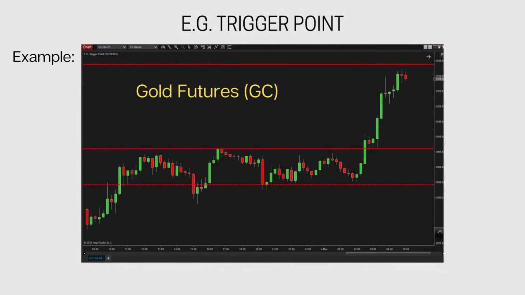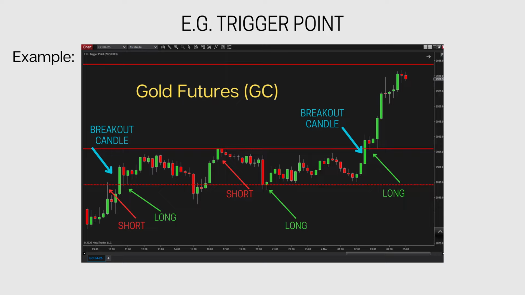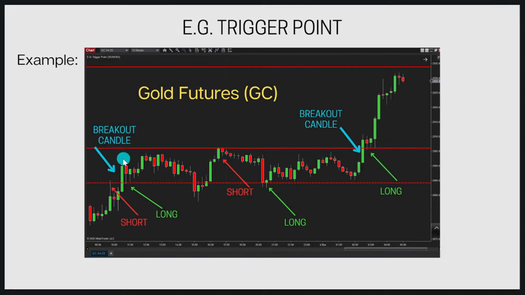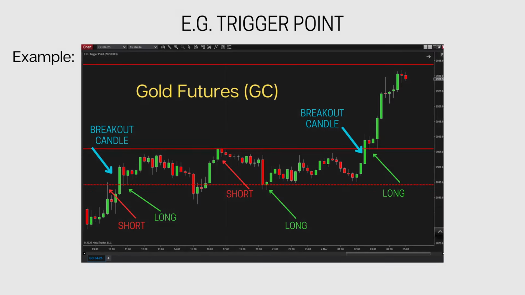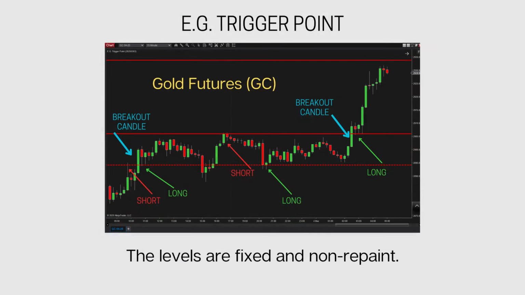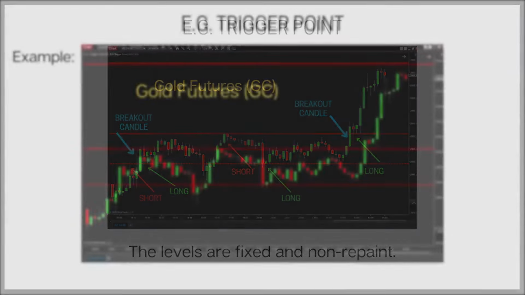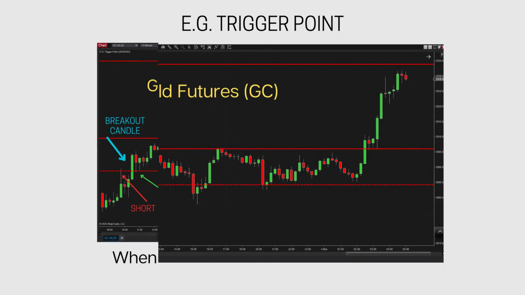Here is another example in the gold futures, GC. We can see at the first touch there was a beautiful short opportunity here, breakout candle, retest, which is a long opportunity. Then another first touch, short opportunity, long opportunity, breakout candle, retest, and long opportunity. So the levels are fixed and non-repainting, and they are delivered daily 10 hours before the market opens.